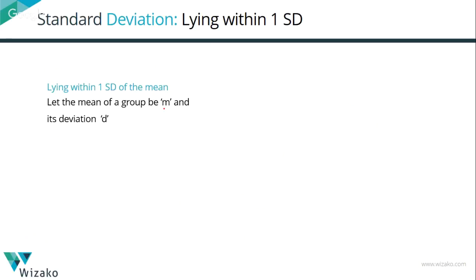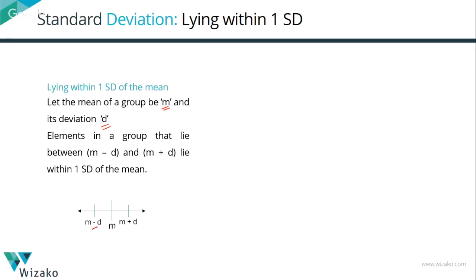Lastly, this is the most important part when it comes to solving questions in the GMAT. What does it mean by lying within one standard deviation? Let's say the mean of a group of elements is m and their standard deviation is d. Lying within one standard deviation from the mean essentially means move one standard deviation to the left of the mean and move one standard deviation to the right of the mean. Anything that lies between mean minus deviation and mean plus deviation will be elements that lie within one standard deviation of the mean.